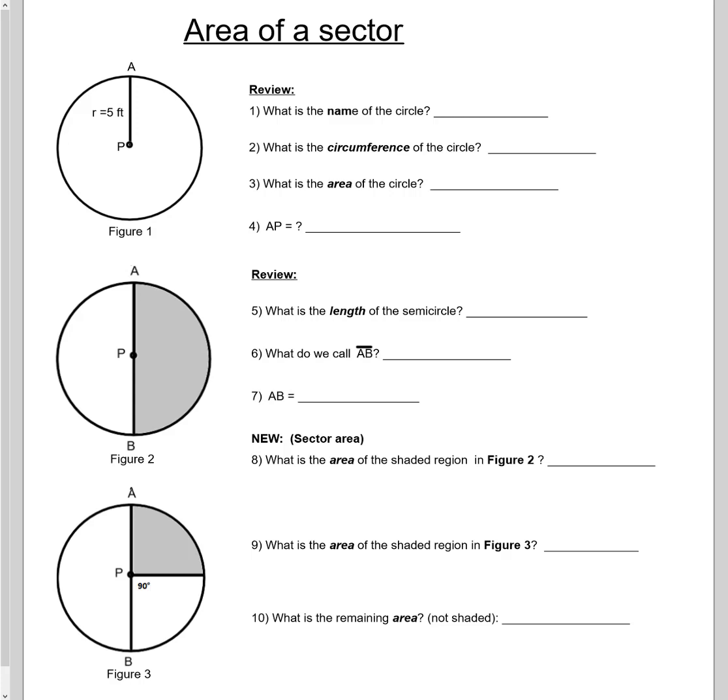Okay, hopefully everybody took advantage of that. What is the name of the circle? We name the circle P because that's the center. They didn't really tell us that P is the center, but in lack of anything else, we're going to make that assumption.